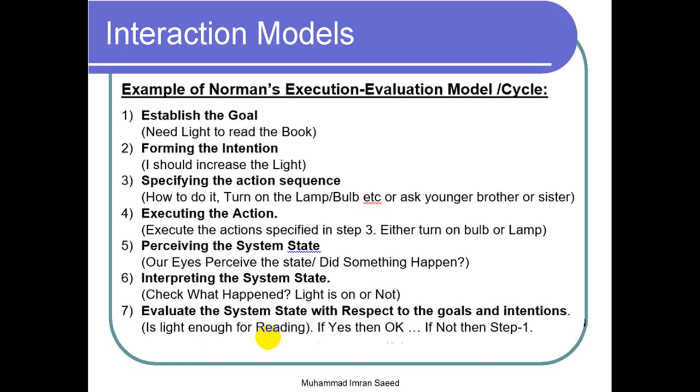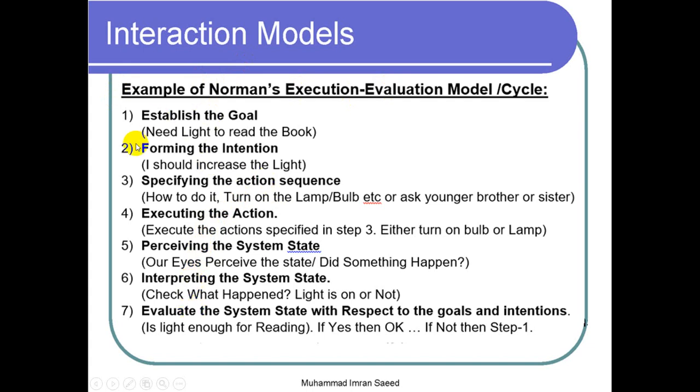And if I feel like, no, it is not good, I need more light, so again I'll go to step 1. Again I will establish the goal. Okay, now I must turn on the tube light or a bigger bulb or something. Then I will form the intention. Then I will specify the actions. Then I will perform or execute the action. I will perceive the system state, interpret, and then evaluate.